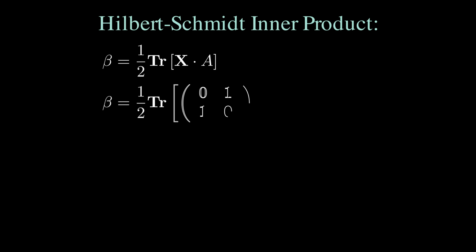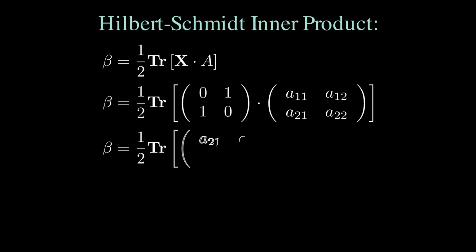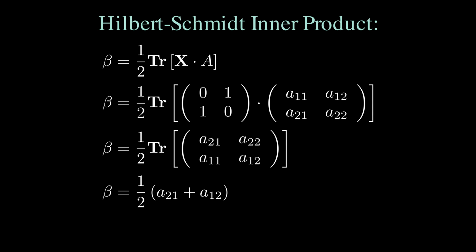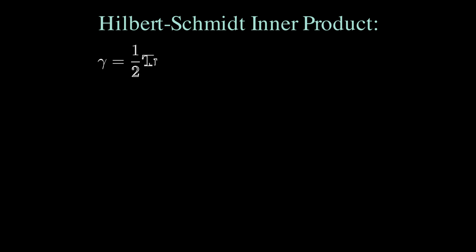Since that was so easy, let's do another. We can do this again for beta. We express it in terms of the Hilbert-Schmidt inner product. Then, we substitute our matrices in, evaluate the matrix product, take the trace, and multiply by our normalization factor. We can also do the same for gamma and delta.